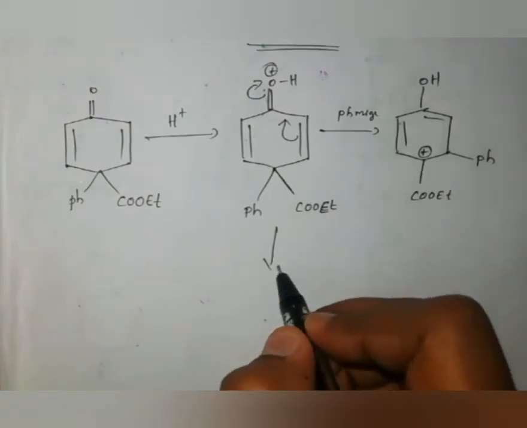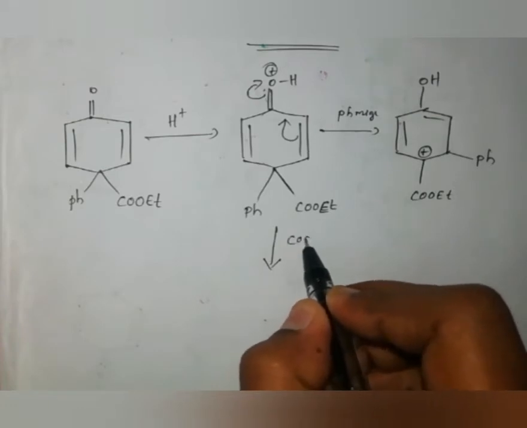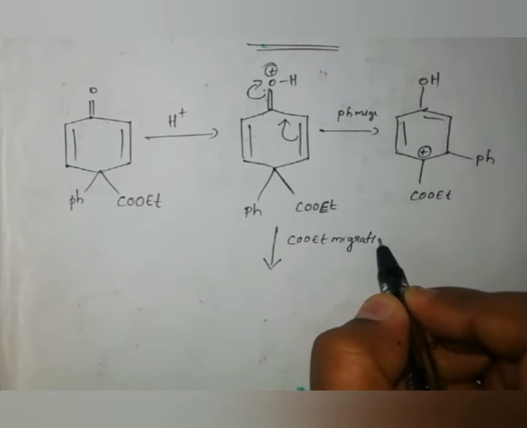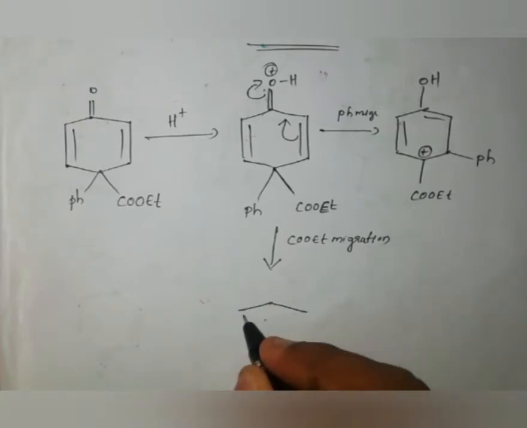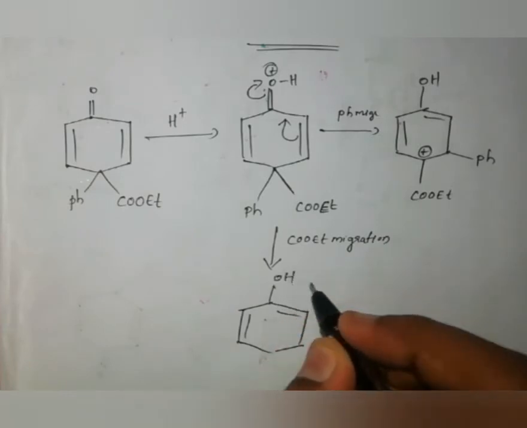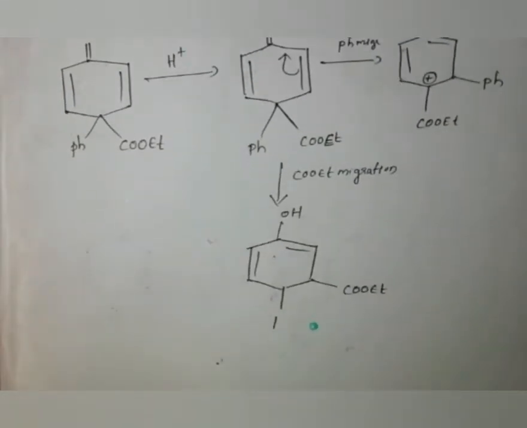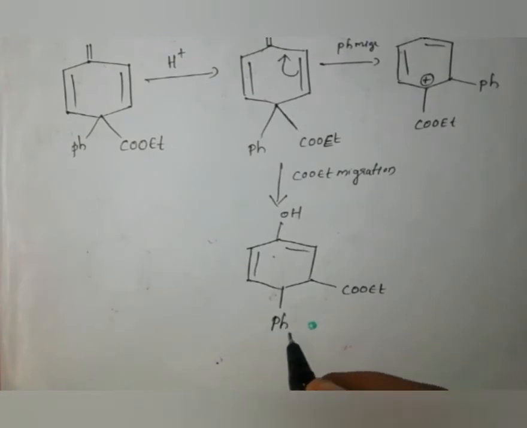And the second case is the migration of COOEt. Okay, COOEt migration, in which the carbocation is here OH, here COOEt, and here it is phenyl.